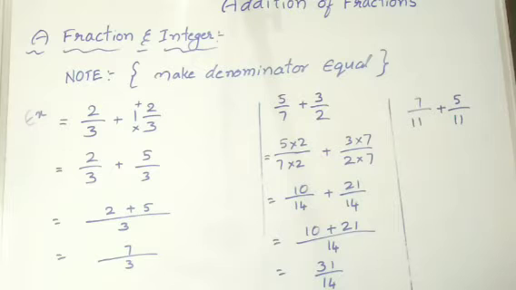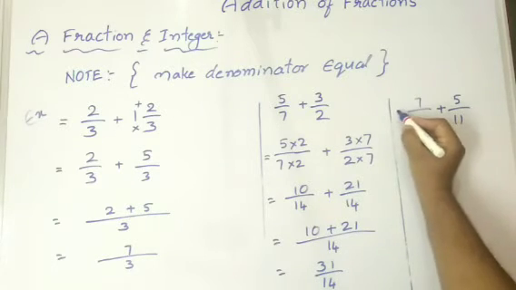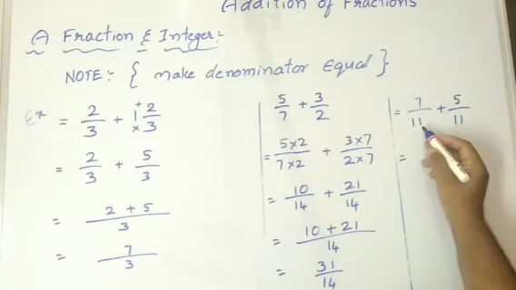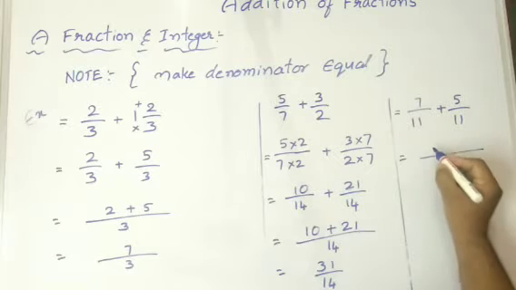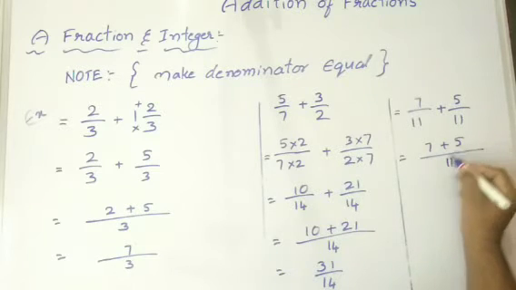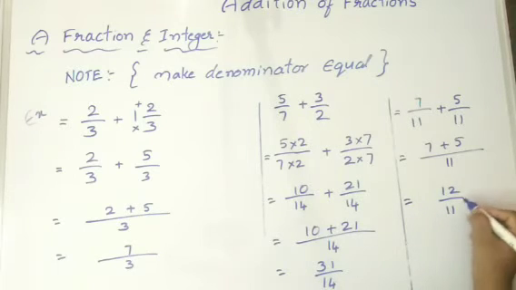Now here, the two proper fractions. Check it: 7 by 11 and 5 by 11. According to our rule, both denominators are the same, so I can write directly: 7 plus 5 is 12 by 11. But check, is 12 by 11 a proper fraction or an improper fraction? Improper fraction, because the numerator is greater than the denominator.